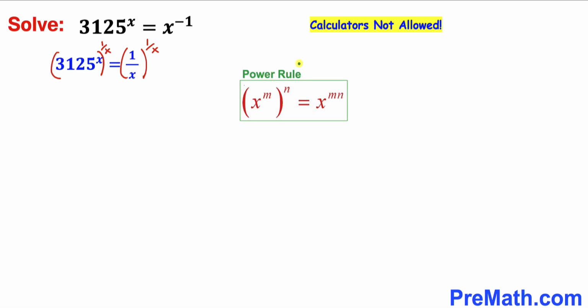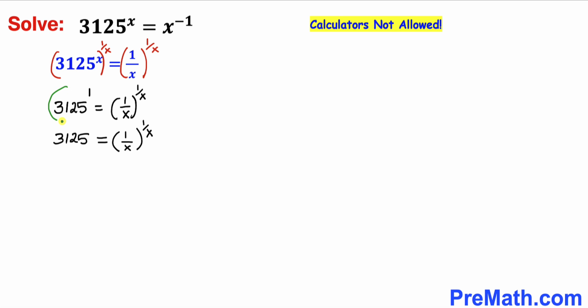And now let's recall the power rule of exponents. Let's go ahead and apply it on these x and 1 divided by x. We know if we multiply x times 1 over x, it is going to give us 1. So therefore the left hand side is going to become 3125 power 1 equals 1 over x whole power 1 over x. And in this next step, 3125 power 1 is the same as 3125.